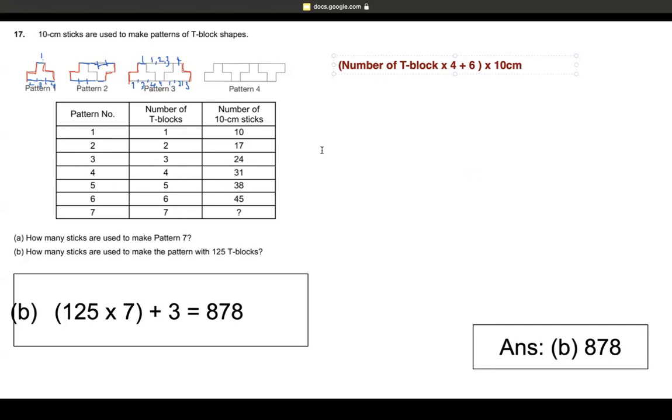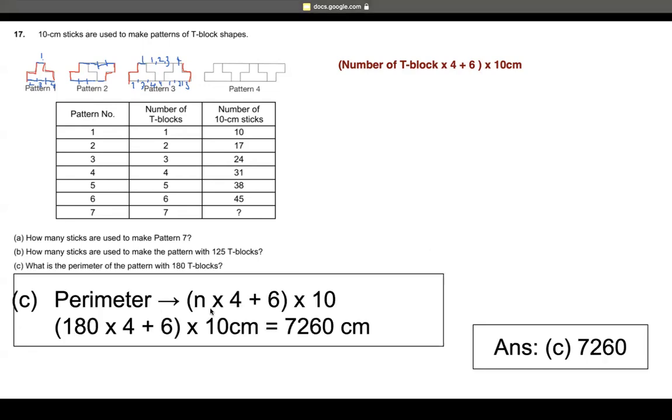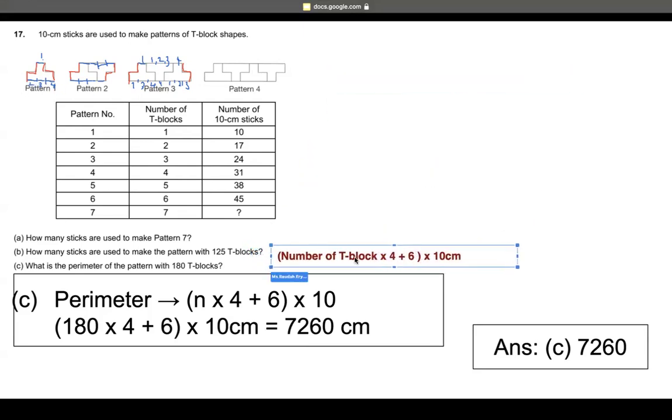Okay, so the last question is asking for pattern number 180. So same thing, 180, multiply it by 4, plus the 2 sides, the 6, and then you need to multiply it by 10. That's your answer. So as mentioned, this is the pattern: number of T blocks times 4 plus 6. And then after that, you need to multiply by 10 centimeters. So pattern number 180 times 4 plus 6 times 10 would give you 7,260.